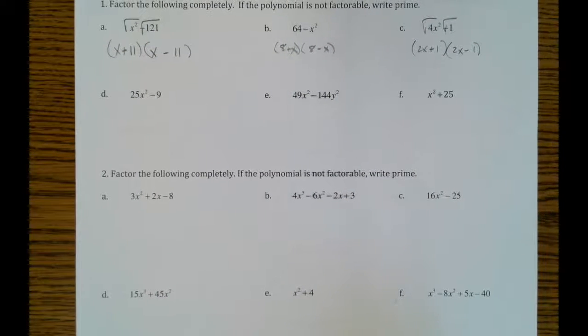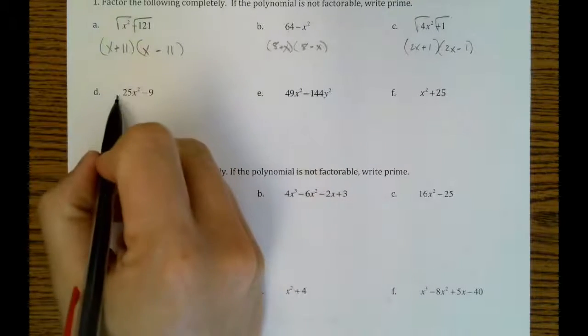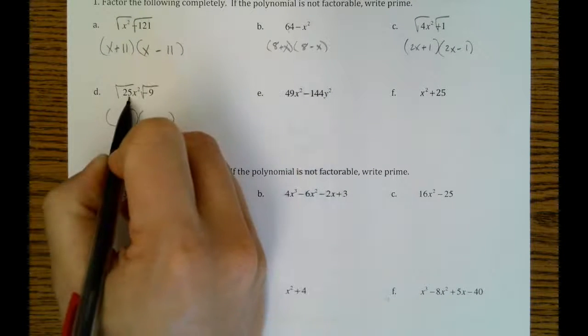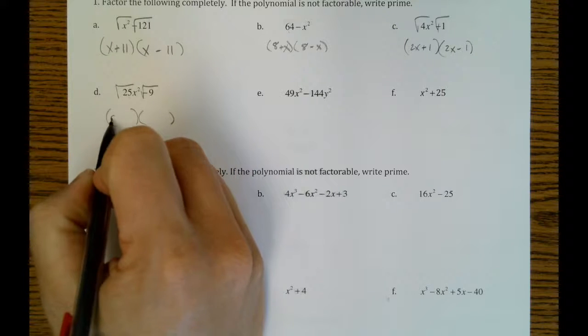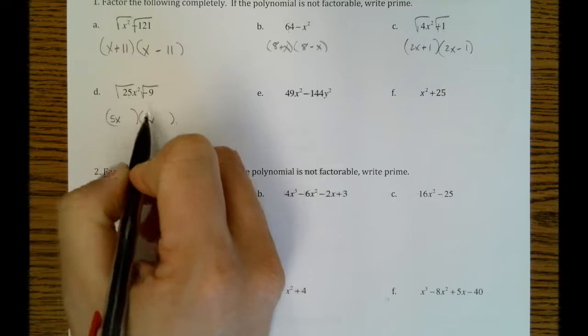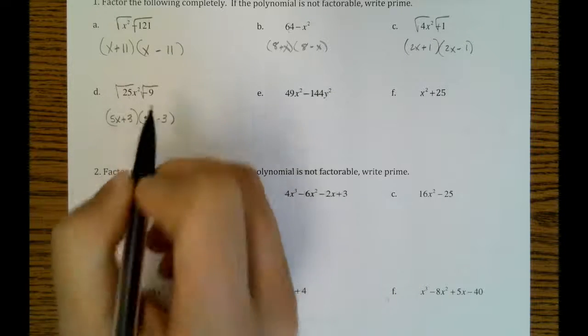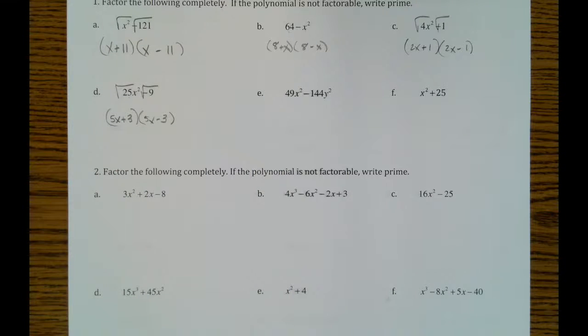Okay, letter D. Take our square roots. We have two terms in subtraction. Square root of 25x squared is 5x. Square root of 9 is 3. One of them is positive. One of them is negative.